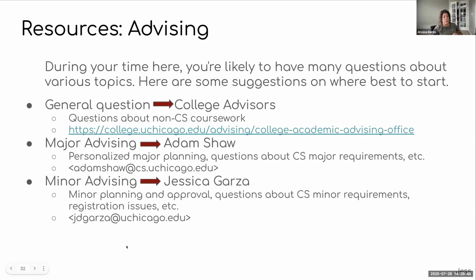So in your next few years at the university, you're probably going to have a multitude of questions. Ravi just went over a few things with registration. Registration in particular can be a confusing time, so we want to make sure that you have a good starting point as to where to direct those questions. As a general rule of thumb, if it's not CS related, if it's not those 14 or 15 courses for your major or 7 for your minor, you should start with your college advisor.